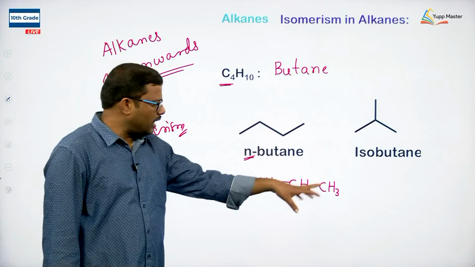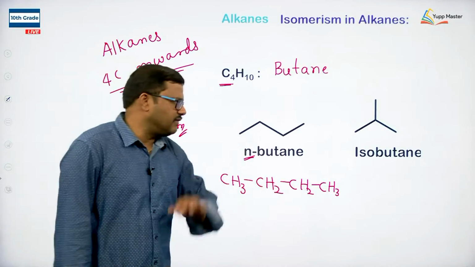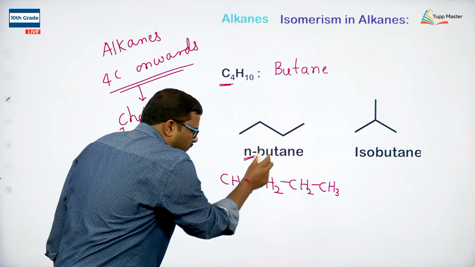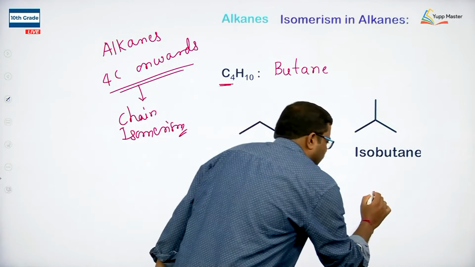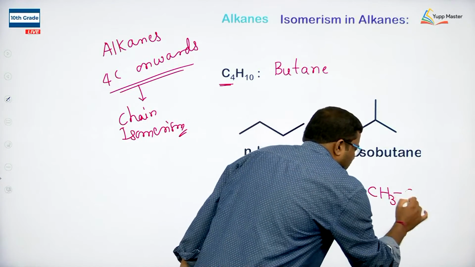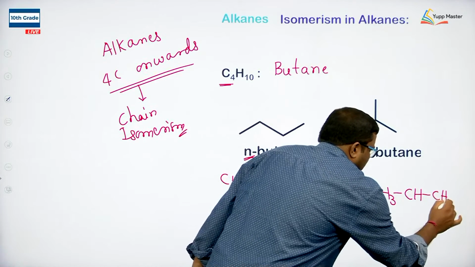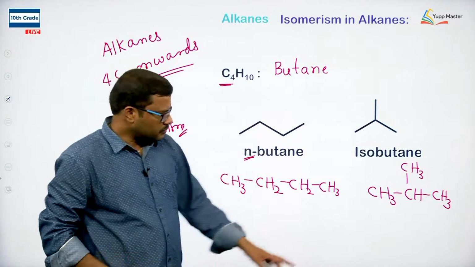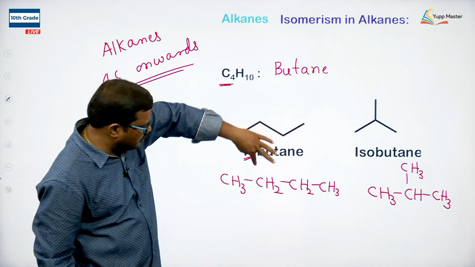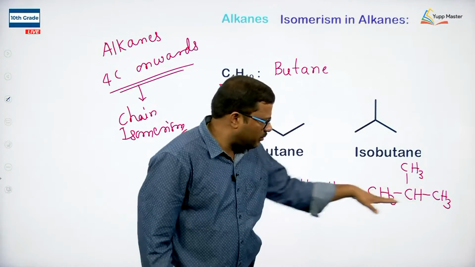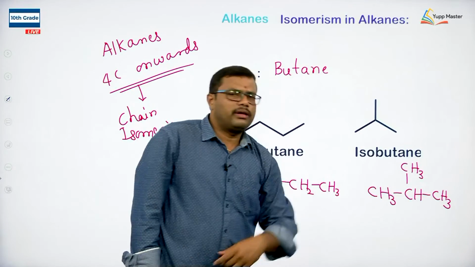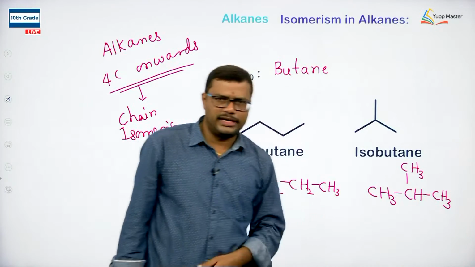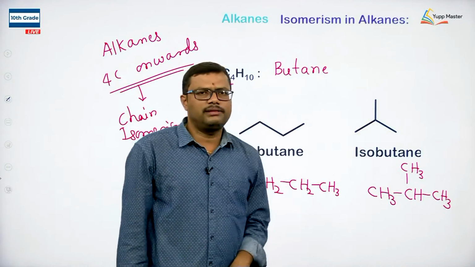Okay, so 4 carbons are arranged in a straight chain fashion. If I take one of the carbon atoms, this methyl group, and attach it to one of the middle carbons, we get CH3, CH, CH3, CH3. Here, I am taking one CH3 and attaching it to the second carbon, and thereby 3 carbons are present in a straight chain, and 1 carbon I have taken as a branch.